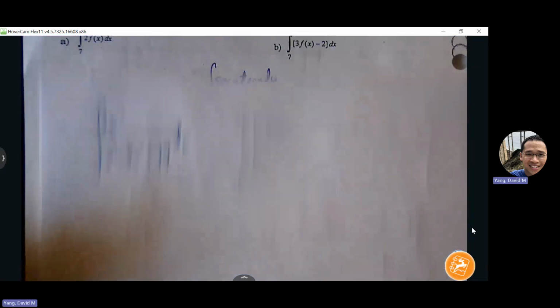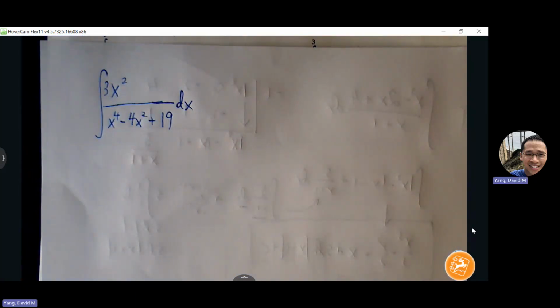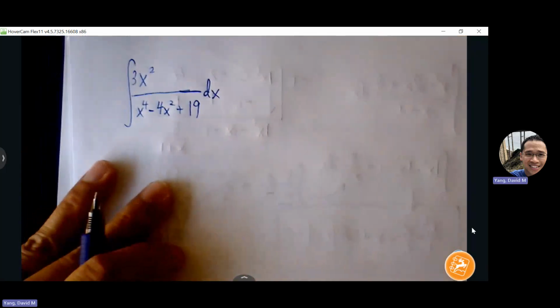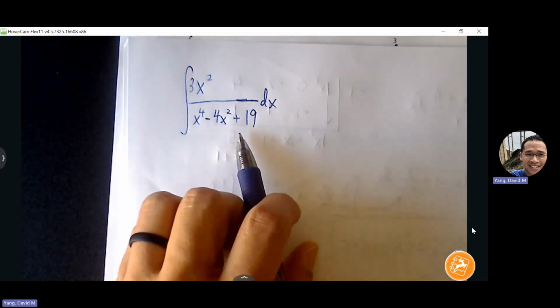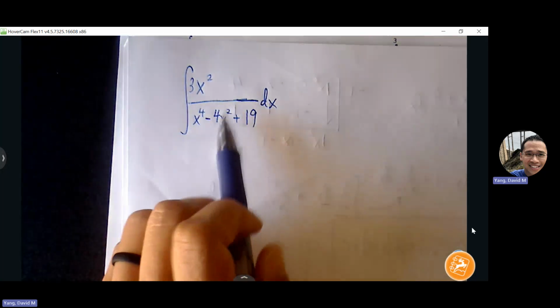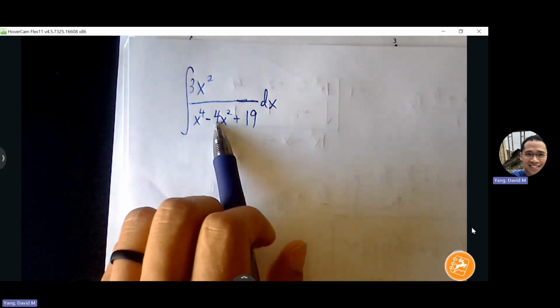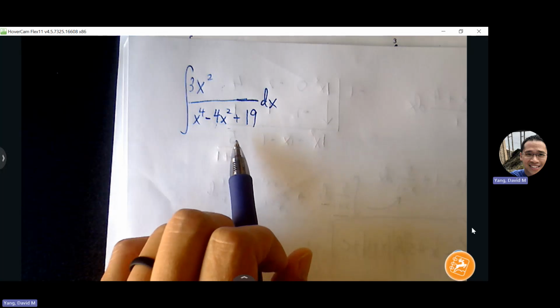Okay, let's try another one here. Are we okay here? Okay. All right, let's do this one here. 3x squared over x to the fourth minus 4x squared plus 19. Let's go down our checklist here. Power rule, expansion power rule is not going to work. Too many terms. Use substitution is not going to work. It's not synthetic division. So what option do we have left?